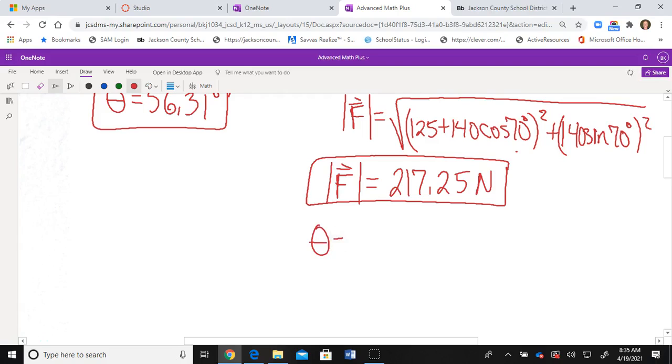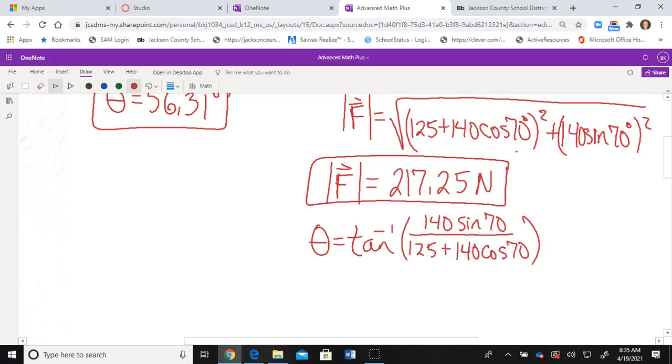Theta, find the same way. The inverse tangent of y over x. What was y on our problem? 140 what? 140 sine of 70 divided by what is our x on this problem? 125 plus 140 cosine of 70. That should equal, if you put it in your calculator right, 37.27 degrees.